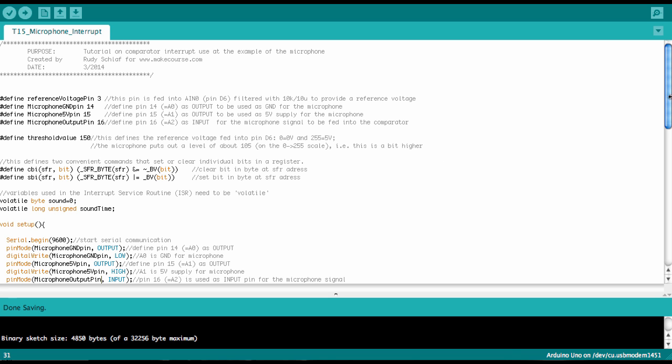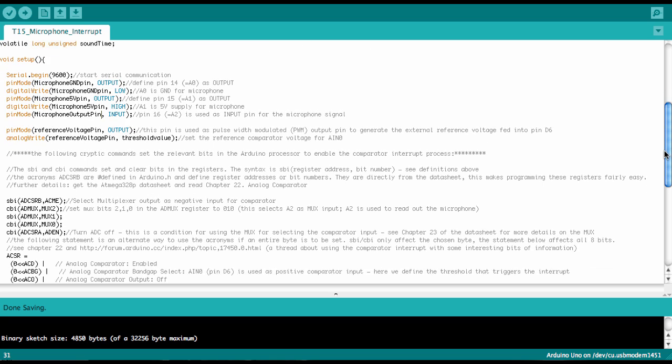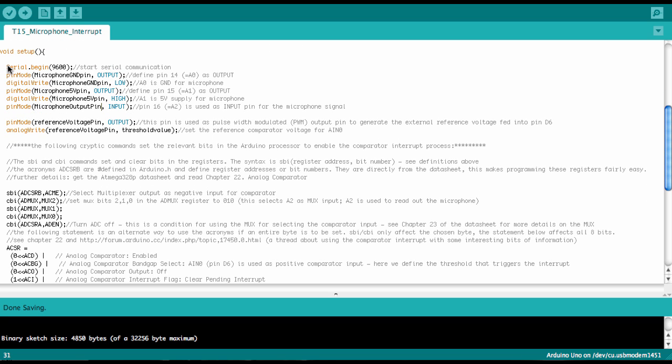Okay, now we go into the setup function. We start out with opening the serial communication at 9600 baud. Then we define the microphone pins, right? So 14 and 15 as outputs and 16 as input. We set the outputs to low and high to provide power, and the input further down here will be connected through the multiplexer to the comparator.